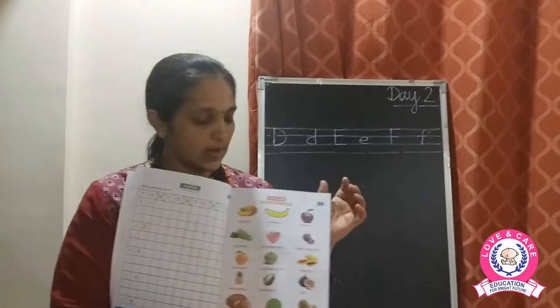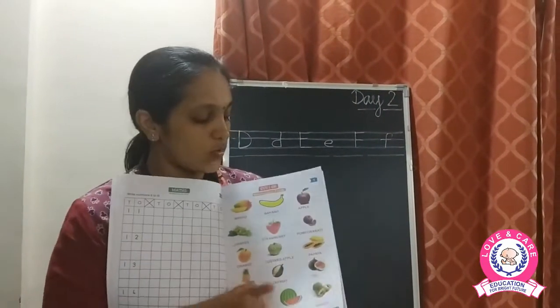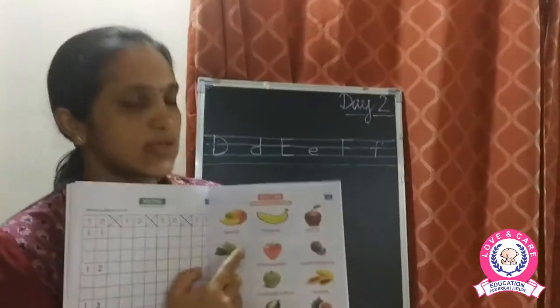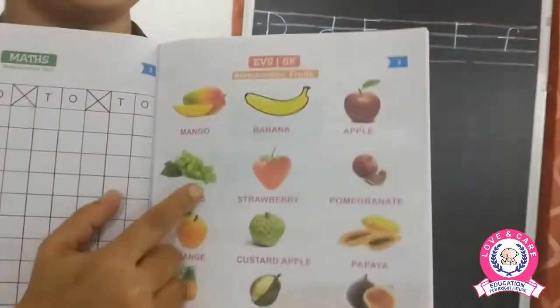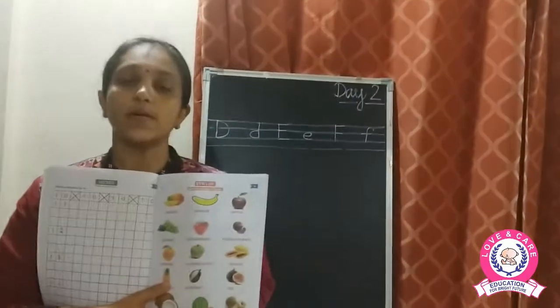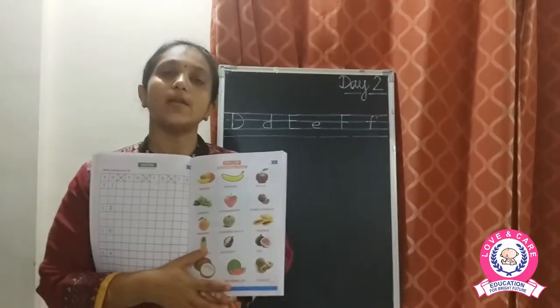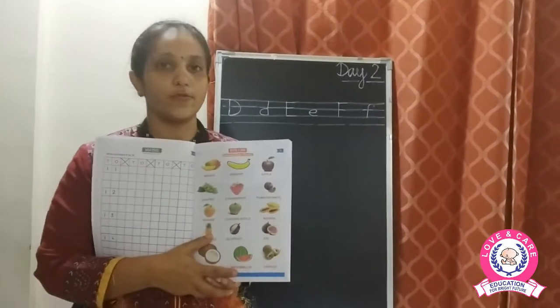Here we are going to learn the new thing in EVS. That is, we are going to learn all about fruits. Now children, eating fruits is very much necessary. Fruits khana chahiye. There are different types of fruits. Bahut tarah ke fruits hote hain.